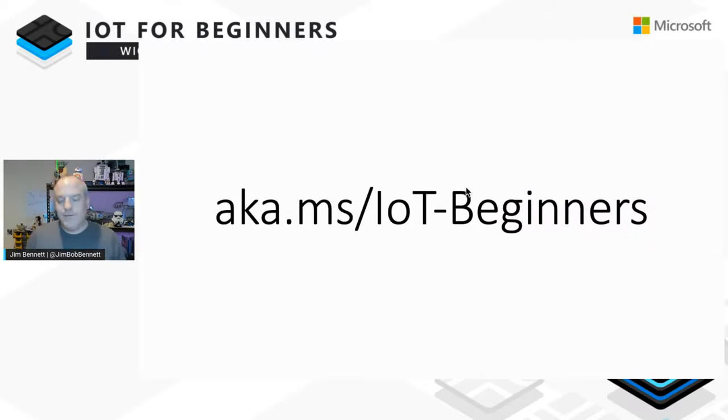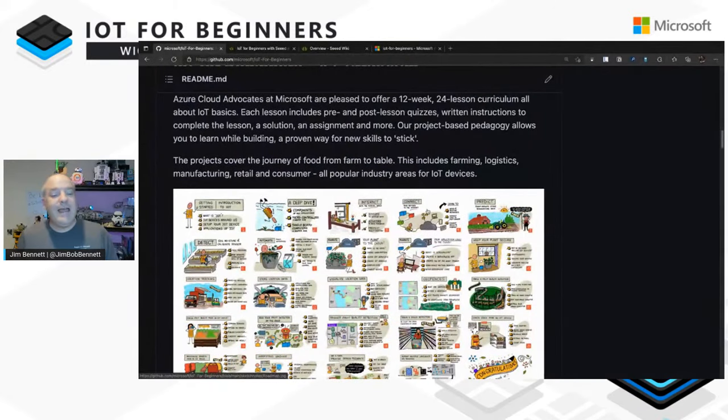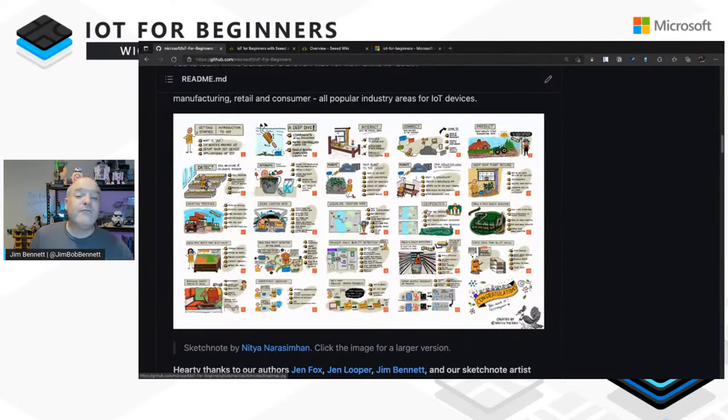Now, everything we talked about last week and everything we're focused on today is all available to you as part of a 24-lesson curriculum that we've built to help you learn all about the Internet of Things right from the basics. At aka.ms/IoT-beginners, you can get a whole lot of great content to teach you IoT. It's 24 lessons, and it really goes right back to the basics of what is the Internet of Things, how does it work, the different devices you might use, sensors, actuators, connectivity. And then it kicks into a load of project-focused learning to allow you to learn some of the core concepts of the Internet of Things.